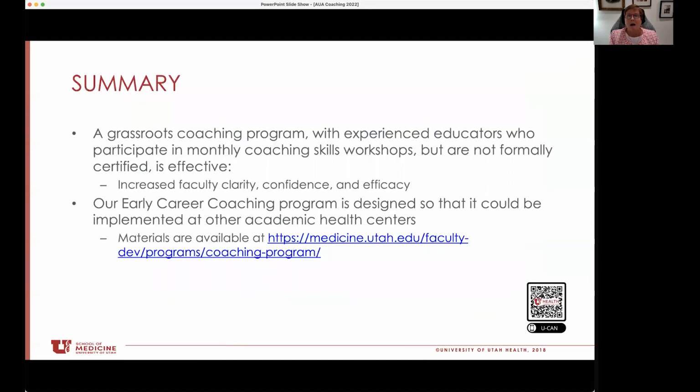In summary, we created a grassroots coaching program using experienced educators who learn coaching skills in monthly workshops, but are not formally certified. And we found it is effective in increasing faculty clarity, confidence, and efficacy in navigating their careers, and also in actually transmitting some coaching skills to the coaches. We designed the program so that it could be easily implemented at other academic health centers. The materials are available on our website, which you can also get by scanning this QR code.